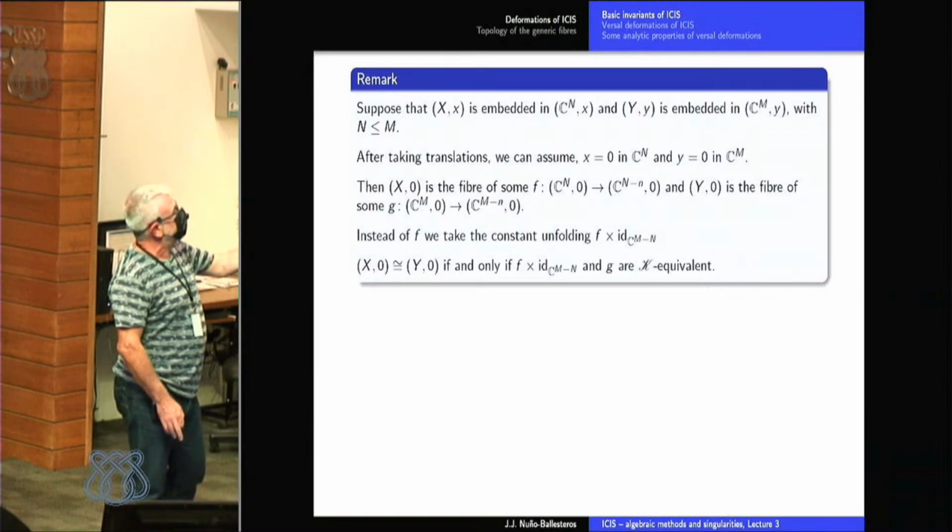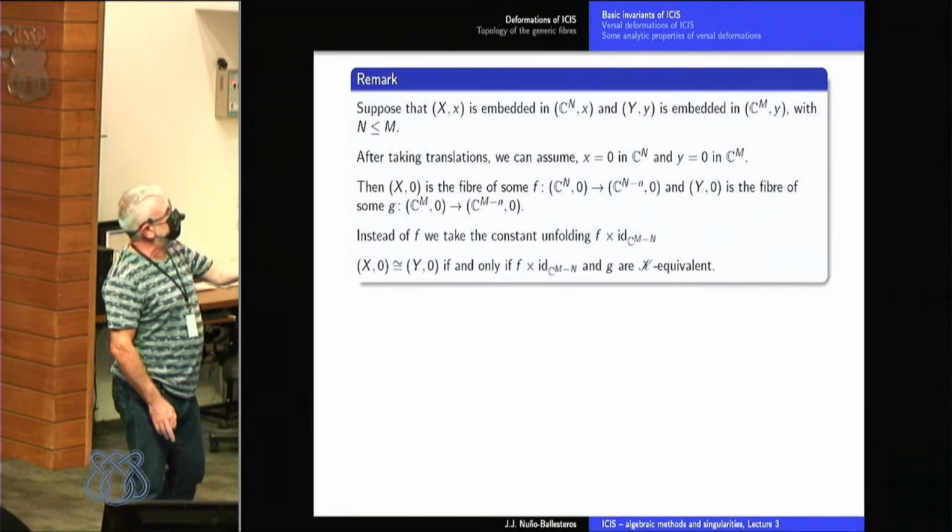Okay, so X and Y are isomorphic if and only if F times the identity and G are K equivalent, okay?